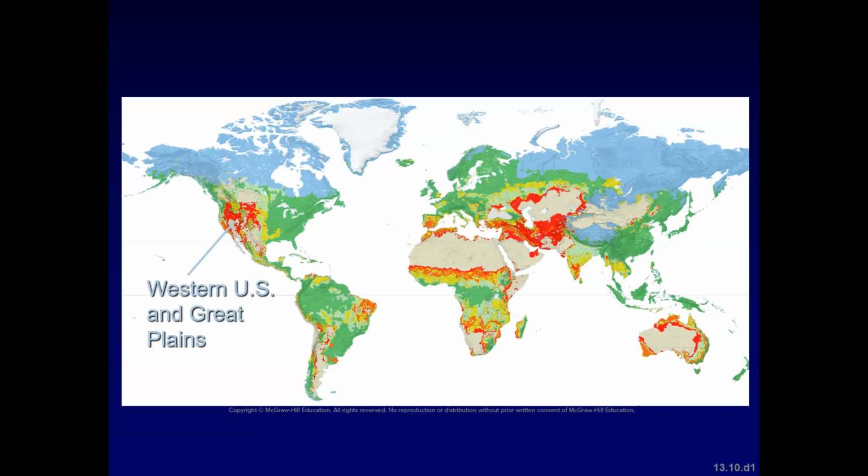So areas most at risk, we have the western U.S. and Great Plains. And then we have Sahel in Africa, the Middle East, and parts of Australia.